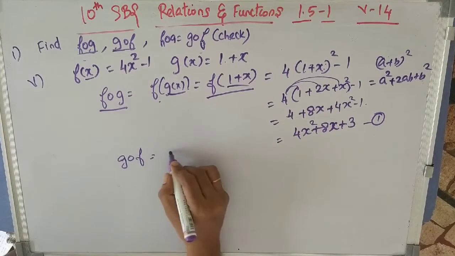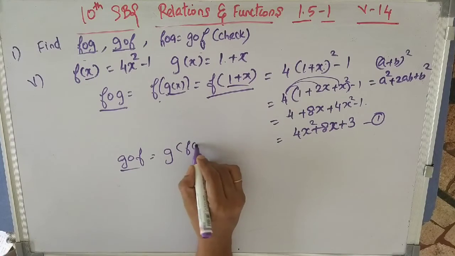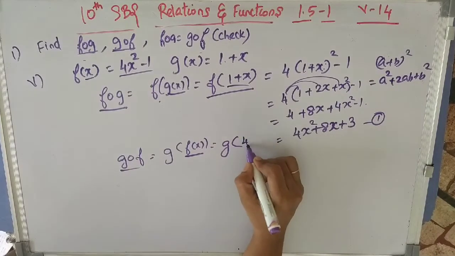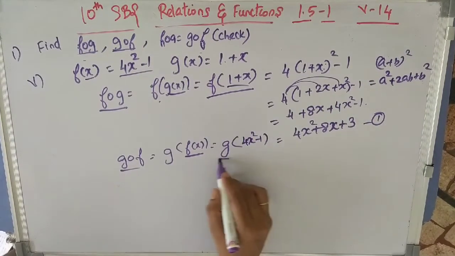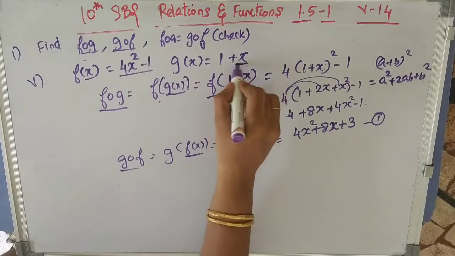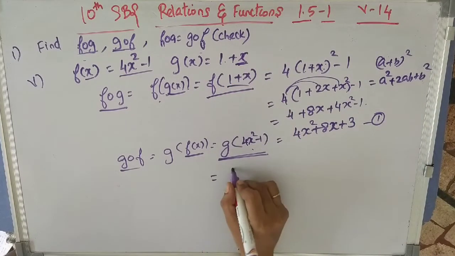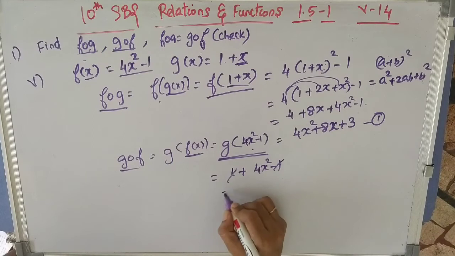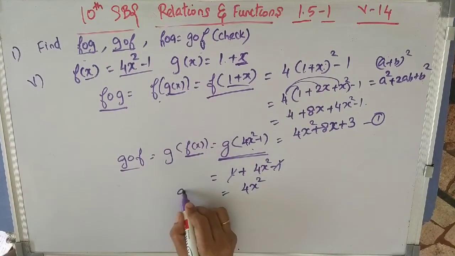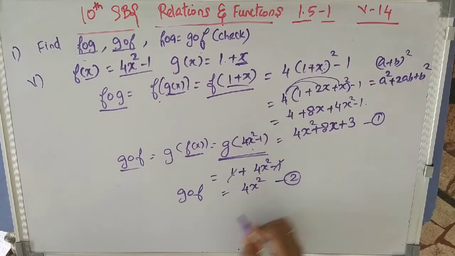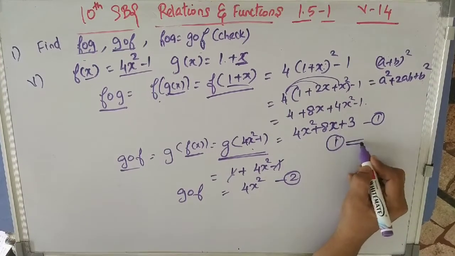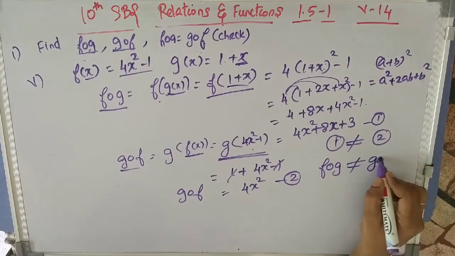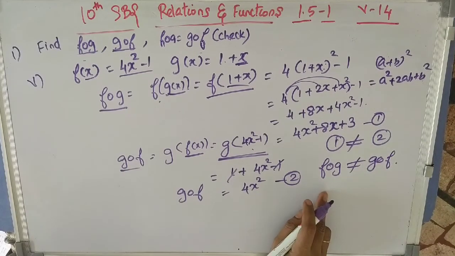Now we have to find g dot f. So g of f of x. Okay? Which is equal to g of what is f of x? 4x squared minus 1. So what is g of 4x squared minus 1? In g of x, we have to replace the x with this 4x squared minus 1. So 1 plus 4x squared minus 1. 1 plus 1 minus 1 equal to 0. So that is equal to 4x squared. So g dot f is equal to 4x squared and marking it as 2. We have to compare 1 and 2 and it's clear that 1 is not equal to 2. Therefore f dot g is not equal to g dot f in this case.